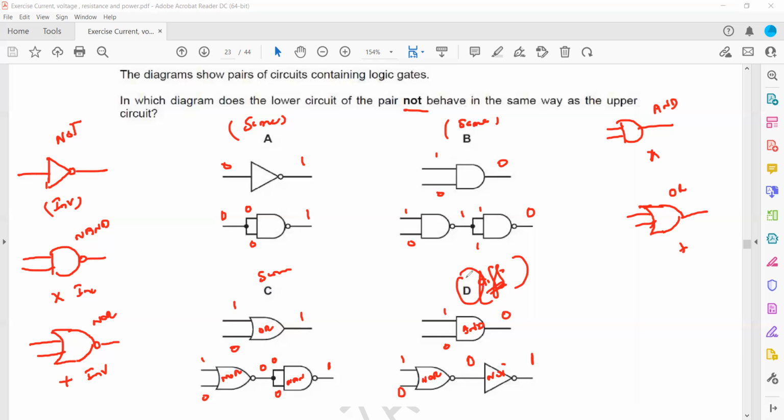So to answer this question, you need practice. You should remember the circuit symbols, and you should also remember how to get the results of different logic gates. Because without memorizing the circuit symbols as well as their logic, you won't be able to solve this.